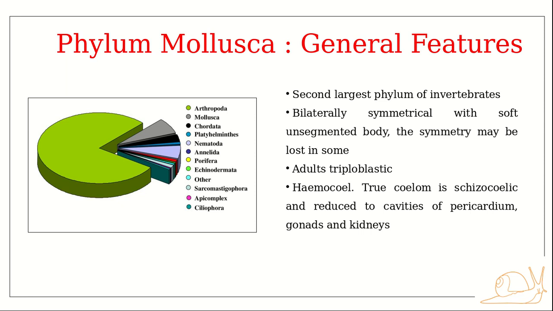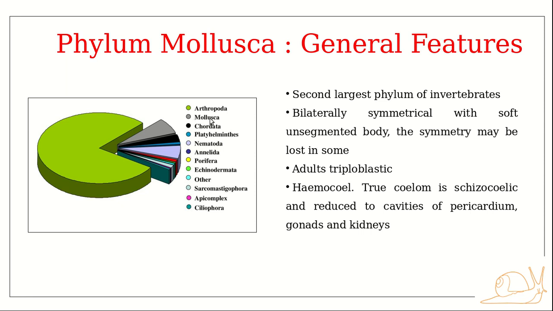You can see here the figure. It shows how diverse and how abundant each of the phyla of the animal kingdom are. Here you can see the major part is occupied by phylum Arthropoda, and second comes the Mollusca. Actually, it is more diverse and more abundant than chordates, the whole set of larger animals.